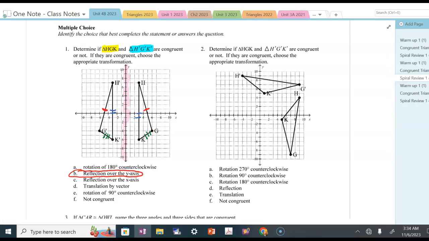If you look at the second problem, it does look like these sides are congruent, HK and H prime K prime, and likewise the third side. So it does look like these sides are congruent and the angles look like they are the same. So then the question becomes, how did I translate, reflect, or rotate the yellow triangle to get the blue triangle? And it looks like that is a 90-degree counterclockwise rotation.